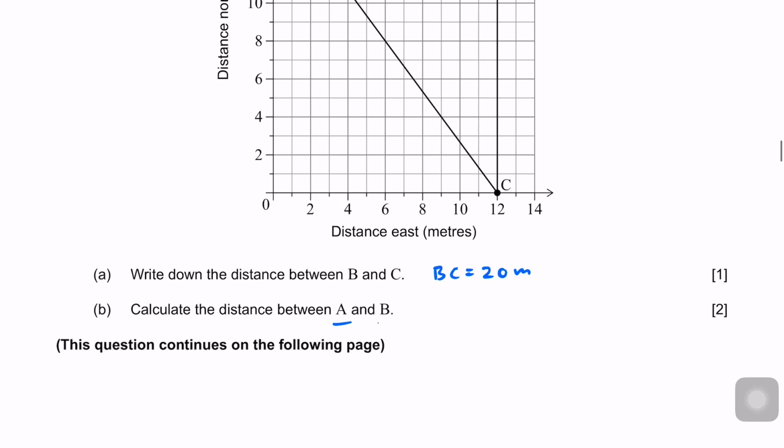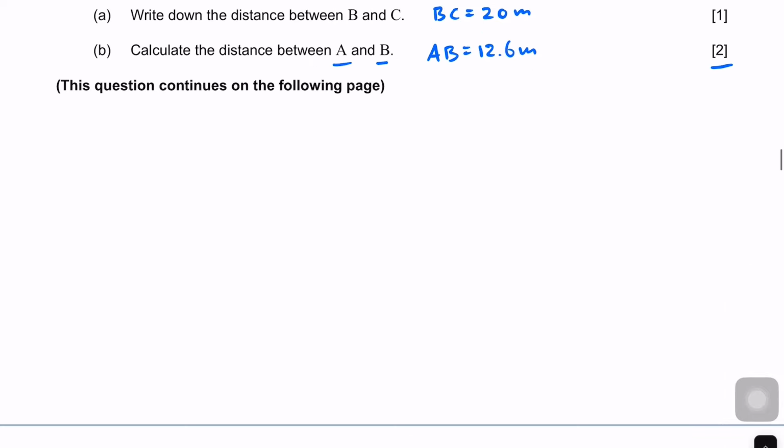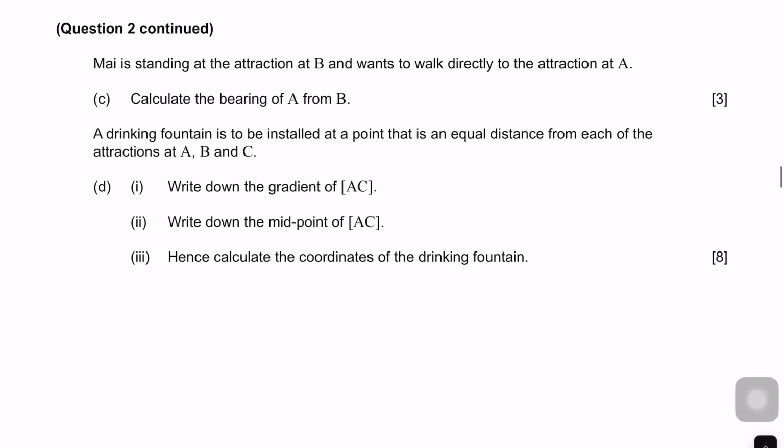Calculate the distance between A and B. More technically, I guess we could write this as AB is equal to 12.6 meters. Okay, 2-mark question. Just be sure to show process, show at least this relationship, or carrying out the Pythagorean theorem. Okay, let's move on. Here we go.